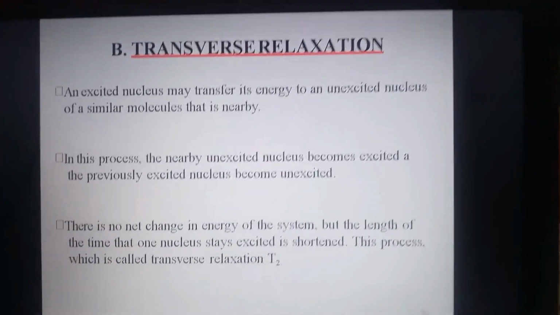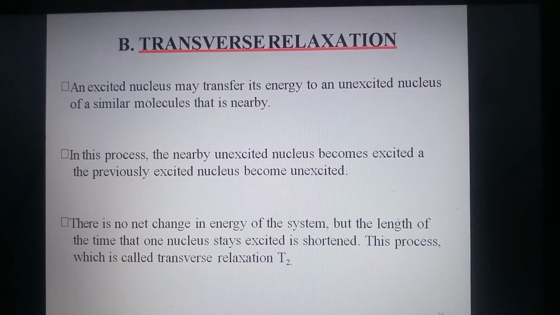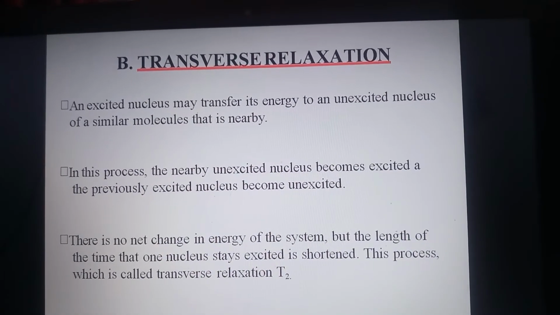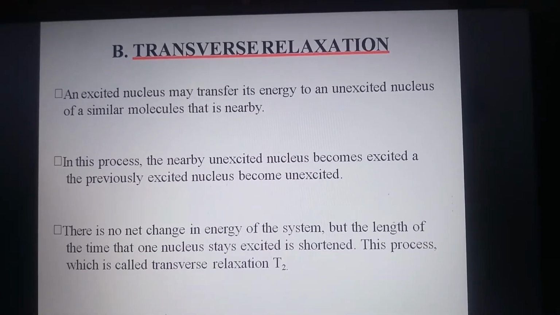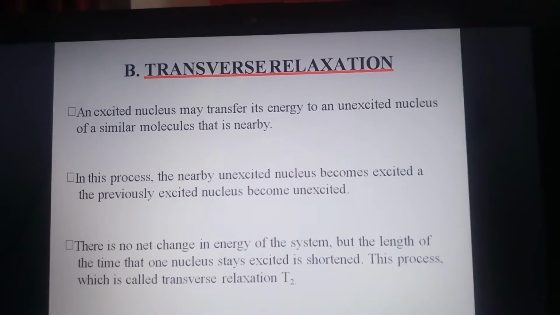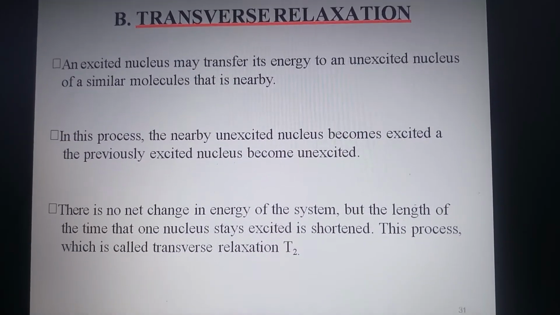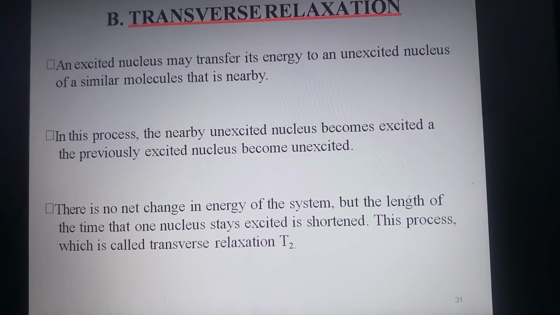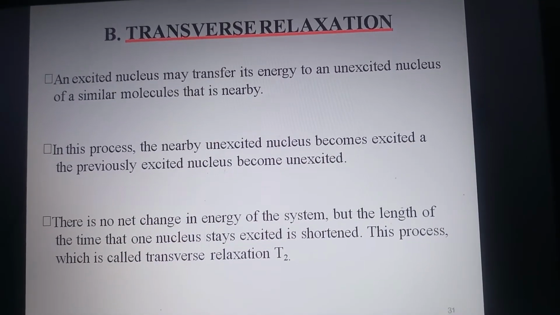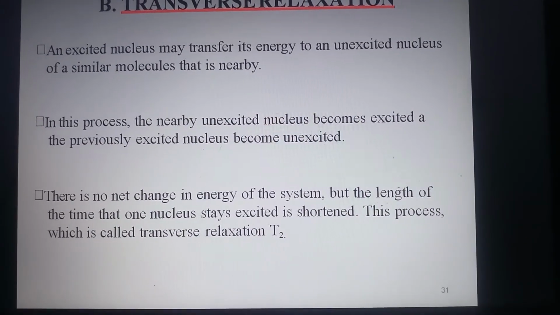Transverse relaxation, that is spin-spin relaxation. An excited nucleus may transfer its energy to an unexcited nucleus of a similar molecule that is nearby. In this process, the nearby unexcited nucleus becomes excited. A previously excited nucleus becomes unexcited. There is no net change in energy of the system, but the length of time that one nucleus stays excited is shortened. This process is called transverse relaxation, T2.